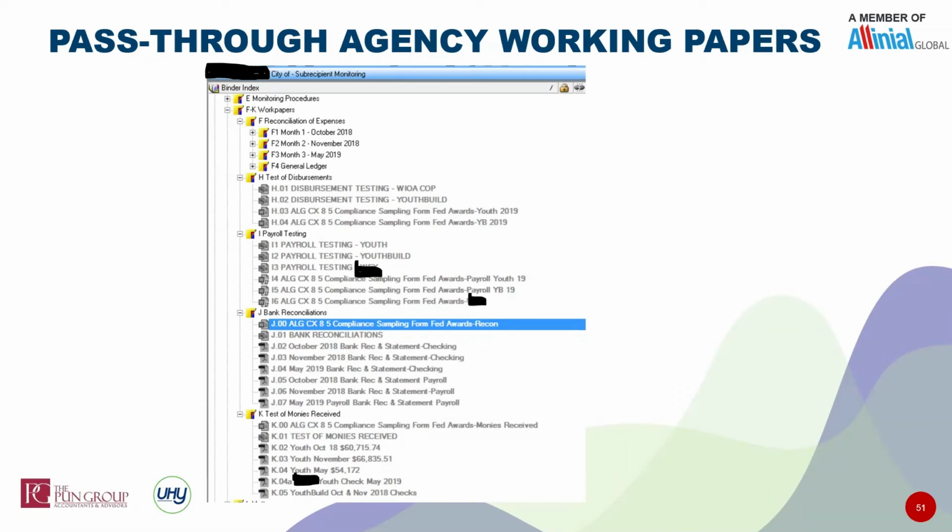So they essentially have a youth and a YouthBuild contract under WIOA. The next section is where we test bank reconciliations. And then the last is we test the cash receipts, the monies received and how much that was, and we trace it to copies of the checks that we talked about previously. Again, this is just an example. It's not all encompassing, and it can change based on the entity being monitored.